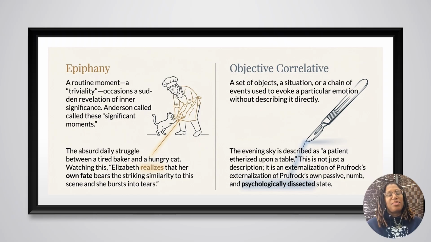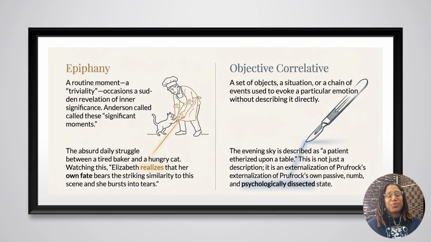Anderson uses empathy to show how a small, ordinary moment can suddenly reveal something painful and true. A tired baker and a hungry cat sounds trivial, but that routine struggle becomes a mirror for Elizabeth's life. In that instant, she recognizes her own exhaustion, confinement, and unmet need, and the emotion finally breaks through.